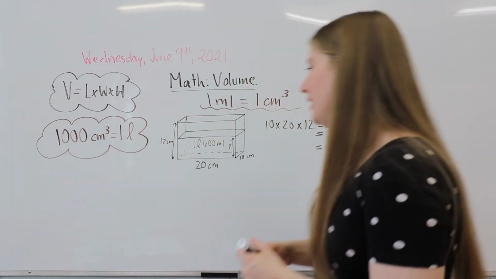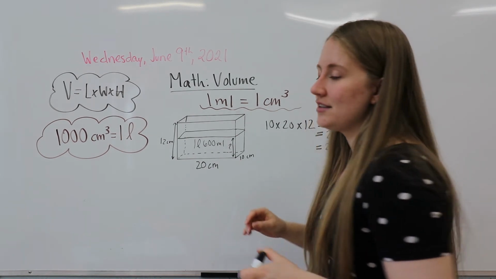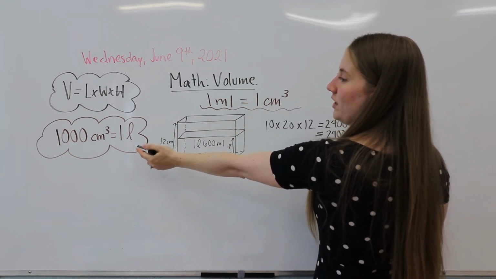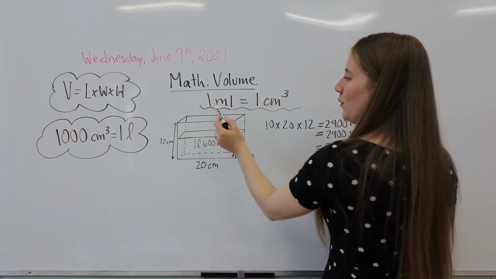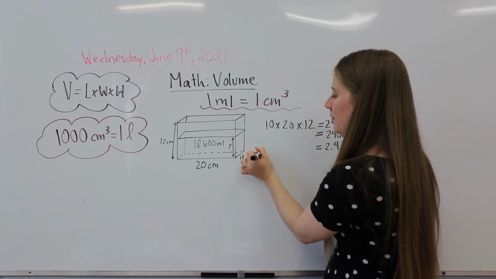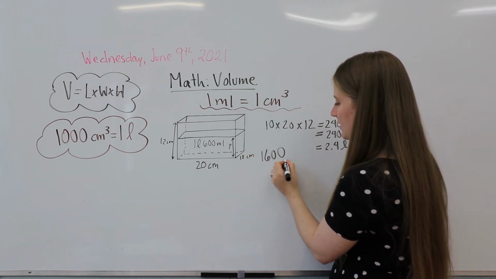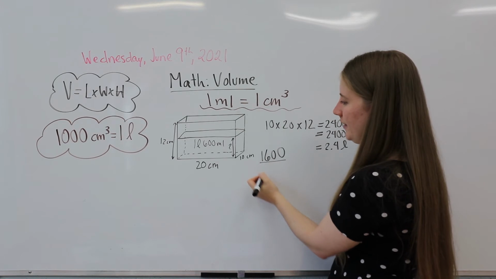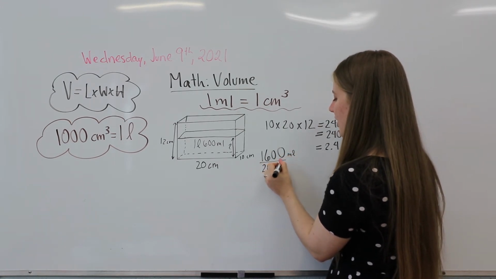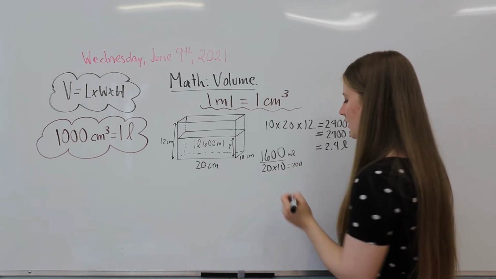So what we're gonna do, and the only difference is that now our units are in liters and milliliters, okay? And so what we're gonna do, because we know that we have 1,000 centimeters cubed in a liter and 1 milliliter equals 1 centimeter cubed, I'm gonna put this into milliliters. So I'm gonna do 1,600 over 20 times 10. And we know that 20 times 10 equals 200.